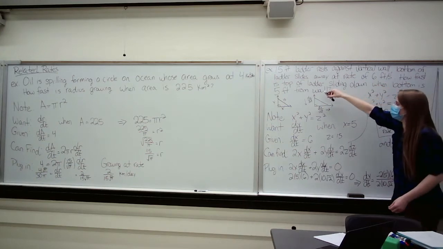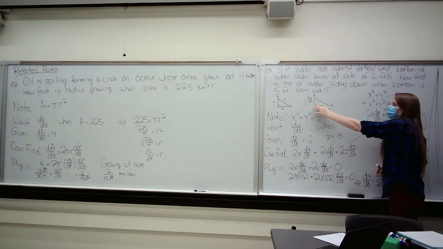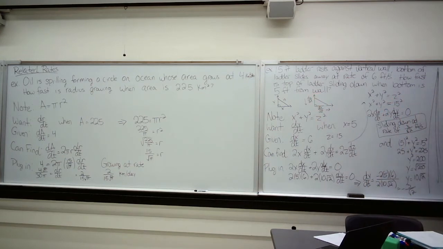The change in z is like the change in x, how far my x is changing or how far my y is changing. My z is just staying constant. My ladder is not changing size at all. My ladder is just 15 feet the whole time. Is that okay? Yeah, that's okay.